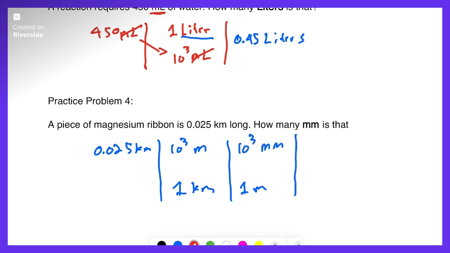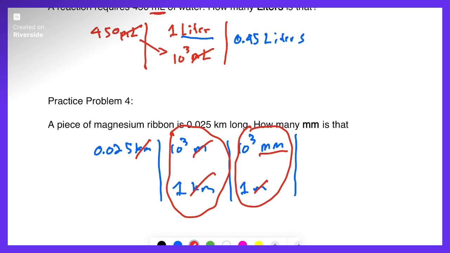So let's just make sure everything we wrote down is correct. We cross off our units by looking diagonally, and we end off with millimeters, which is good. Now we need to make sure that if there's two things stacked up on top of each other, that they're equal. This is right. 1 kilometer equals 10 to the 3 meters, and 1 meter equals 10 to the 3 millimeters. So now we can multiply across, and then divide them. So 0.025 times 10 to the 3 times 10 to the 3 equals 25,000.